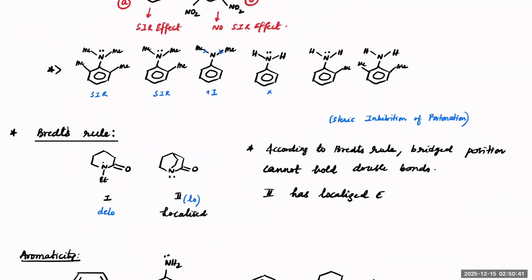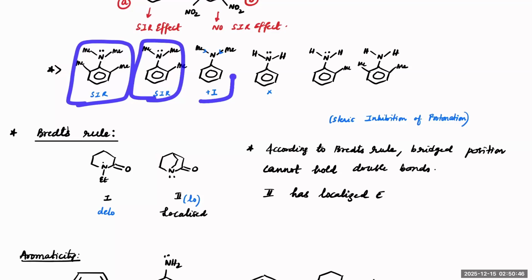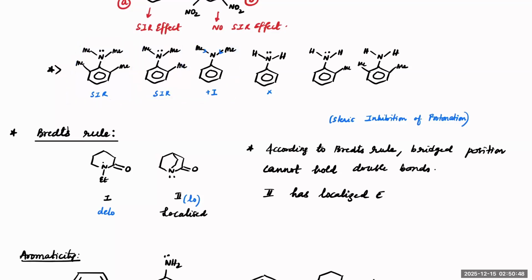See the next one. If you compare all these cases, we have SIR effect here. Here we have SIR effect. Here we have only plus I. Here there is no effect. Now, the last two are very different cases, everybody. The first two cases are SIR effect. Here it is only plus I, no plus I. So I can clearly say that the first one is more basic than the second one, third one, and fourth one. But the aniline group here will be more acidic as compared to the next one.